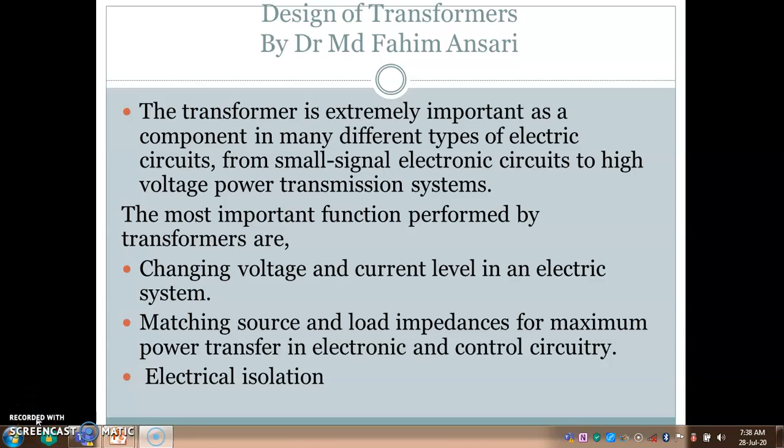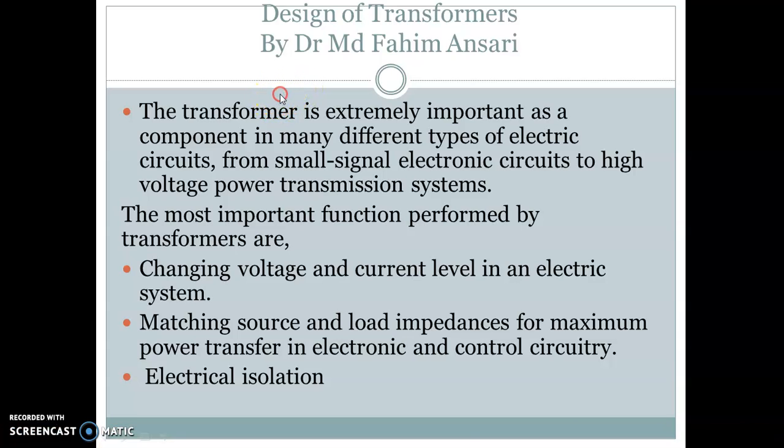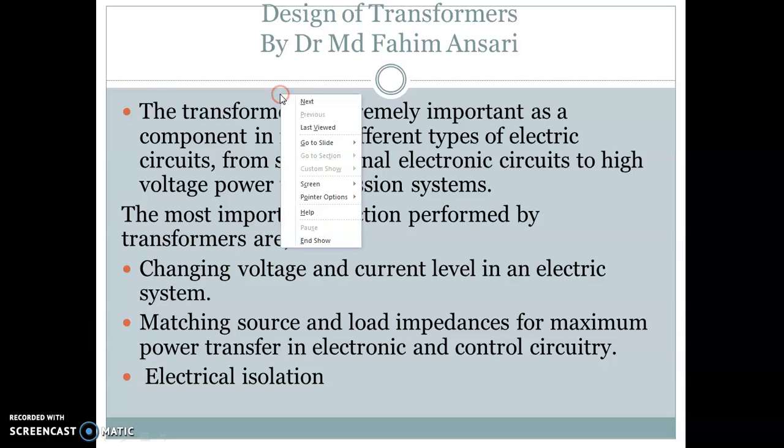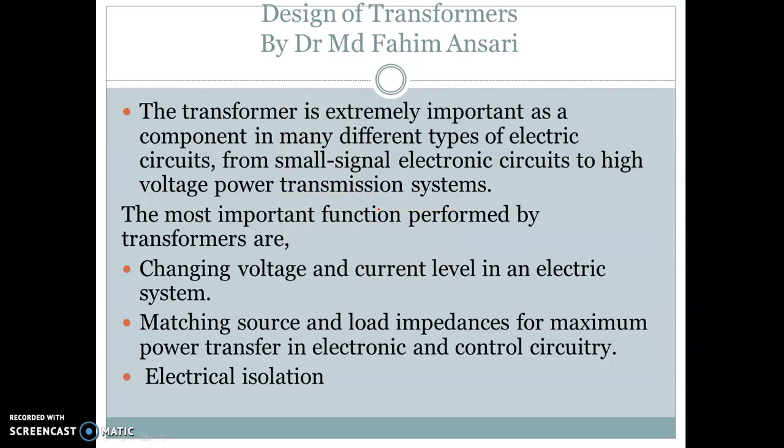So this course is Electrical Machine Design. This is Unit 2, and in this unit we will study the design of transformers. The design covers single-phase and three-phase transformers. So first of all, I would like to introduce some basic characteristics of a transformer.